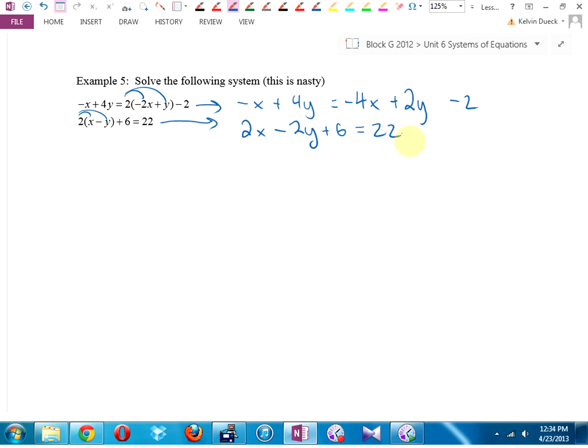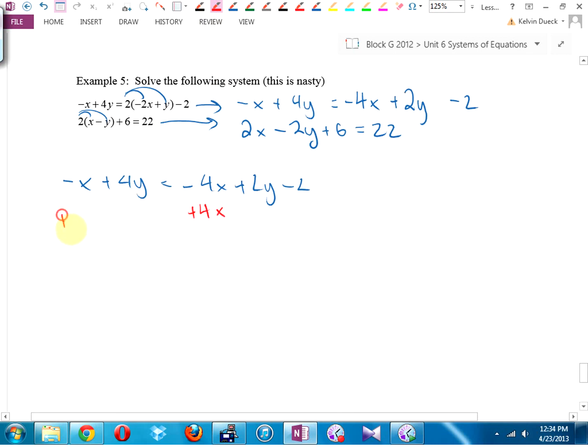I'm going to, in this, let's rewrite this first equation. Negative x plus 4y equals negative 4x plus 2y minus 2. I'm going to add 4x to both sides. And I'm clever, Rachel, I'm going to write this underneath the x's.